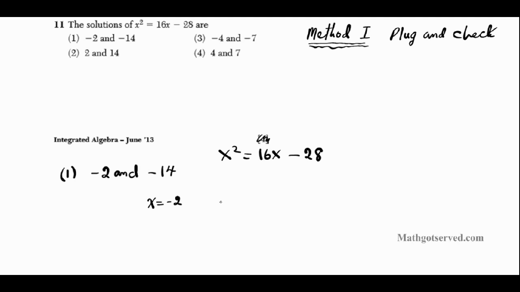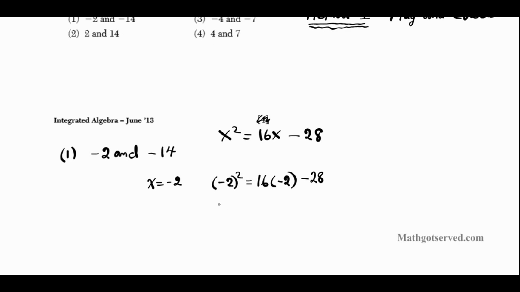Okay, so let's test -2. So we'll plug it in here. The question is -2 squared equals 16 times -2 minus 28. Is that true or false? That's the question. Okay, so if I square this, I get 4, because negative times negative is positive. I multiply this together, I get -32 minus 28. And the question is 4 equals -60. The answer is no. So this is wrong. So since this is wrong, that automatically tells me that option 1 is not a solution.